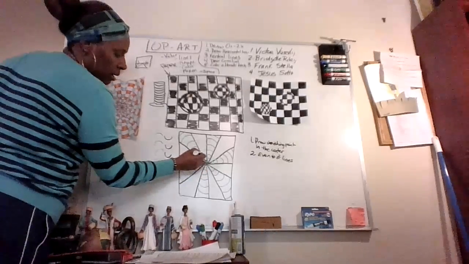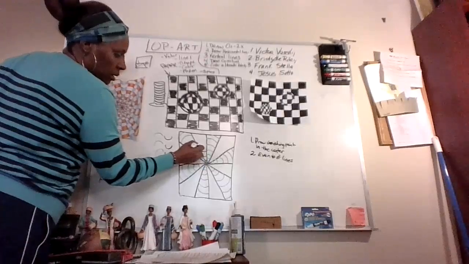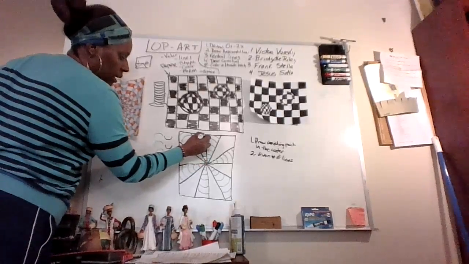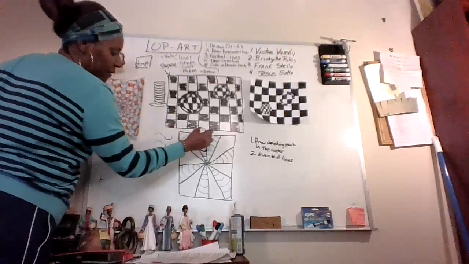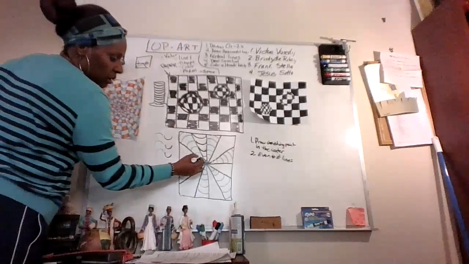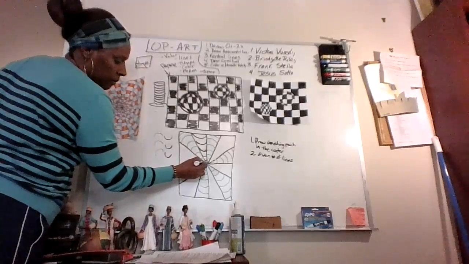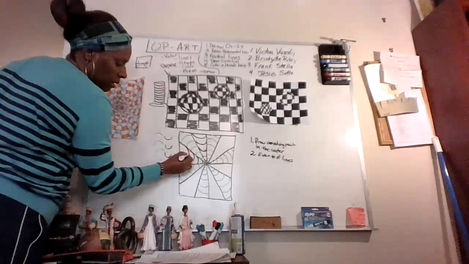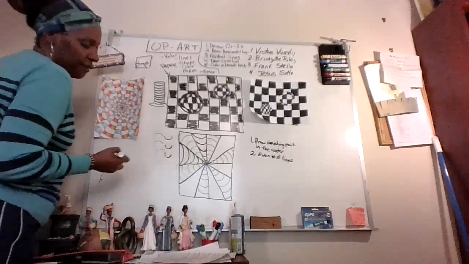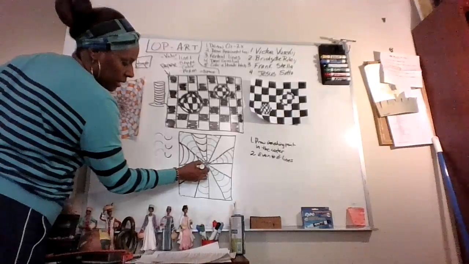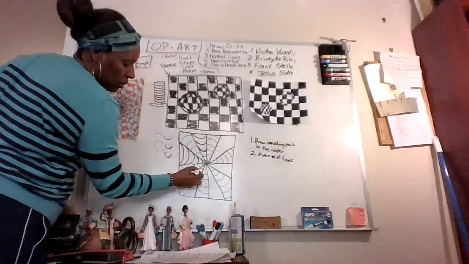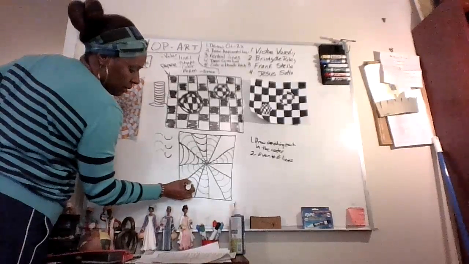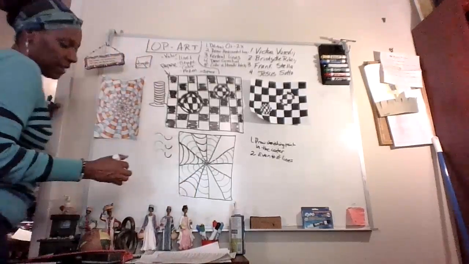That's 1, 2, 3, 4, 5. I could do a 6th one. 1, 2, 3, 4, 5. These look like they're more like 5 instead of 6. 1, 2, 3, 4, 5. See, that one's 6, 7.